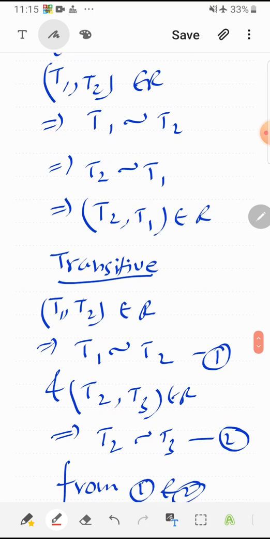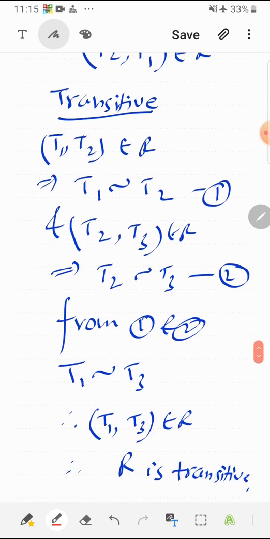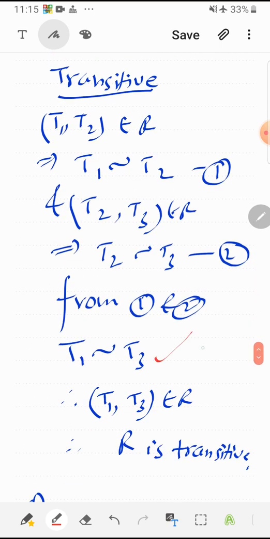Similarly transitive: (T1, T2) belongs to R means T1 is similar to T2, (T2, T3) belongs to R means T2 is similar to T3, and from 1 and 2 T1 is similar to T3, that means (T1, T3) belongs to R. Simple it is, because we are just applying the condition of transitivity, (T1, T2), (T2, T3), and from here we can say (T1, T3) belongs to R.